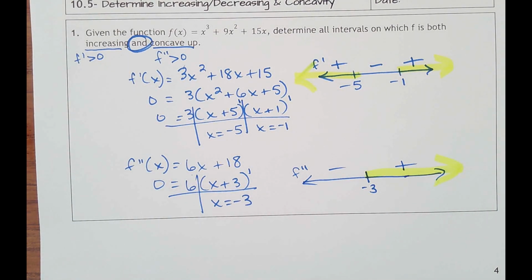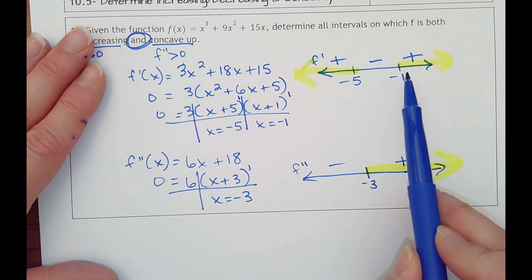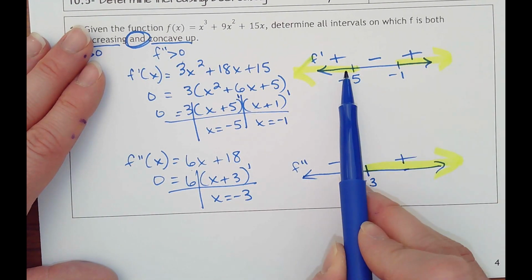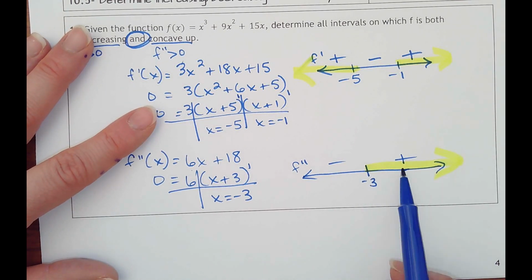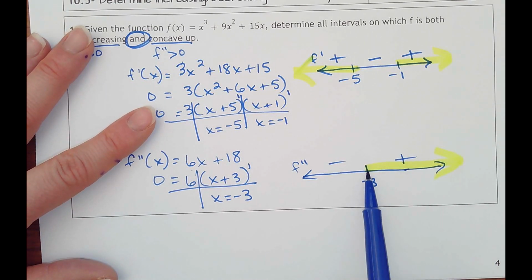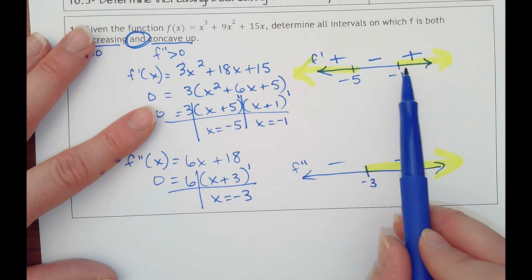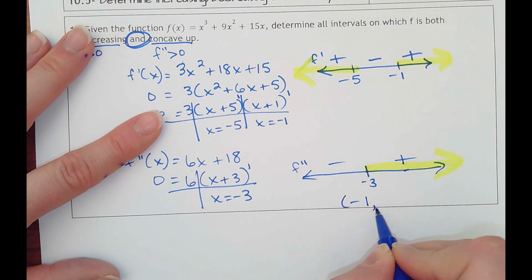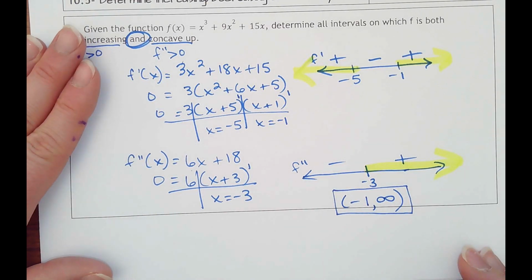So now think of this. Where are both of these criteria happening? From -1 on, and from -infinity to -5 we're increasing, but only from -3 on are we concave up. But I can't say from -3 on because at -3 I'm apparently decreasing. So the part that we need is from -1 to infinity. That's the only part where it's both of those things.